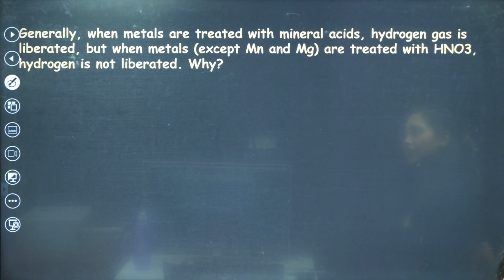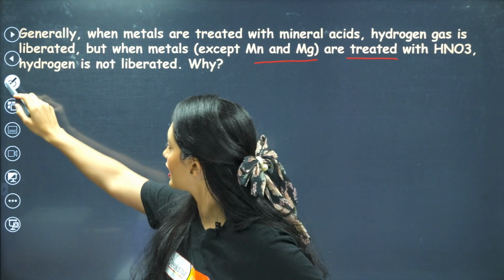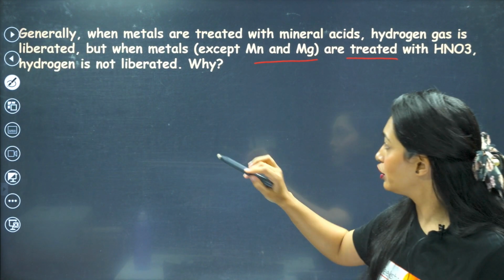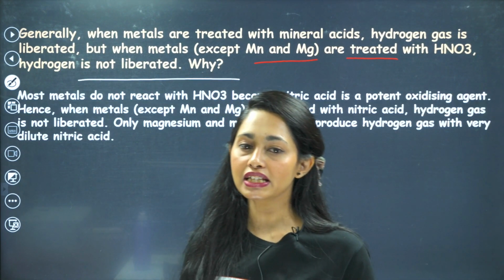And generally when metals are treated with mineral acids, hydrogen gas is liberated. But when metals except manganese and magnesium are treated with HNO3, that is nitric acid, a strong acid, hydrogen is not liberated. Why? This is also one of the important questions. So what is the reason behind that?